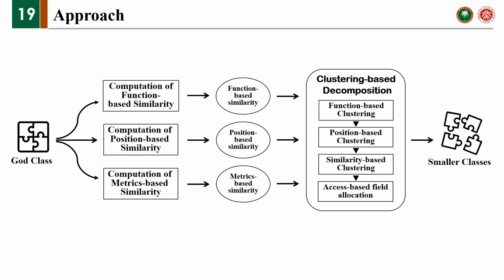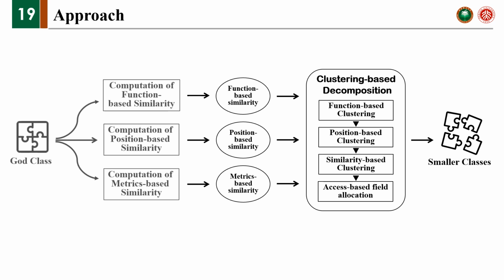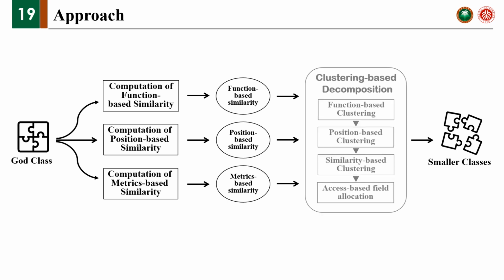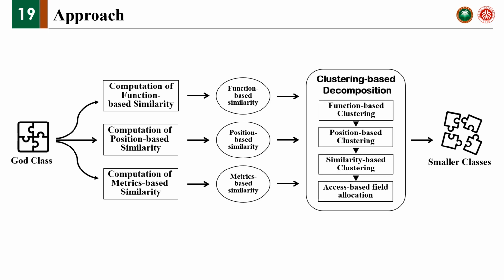Based on the hypotheses, we proposed our new approach. Our approach mainly contained two parts. First, analyzing the code to be refactored, and computing the similarity between methods in the God class based on methods' function, position, and code metrics. Then, we used these method similarities in our clustering algorithm to decompose the God class into smaller classes.